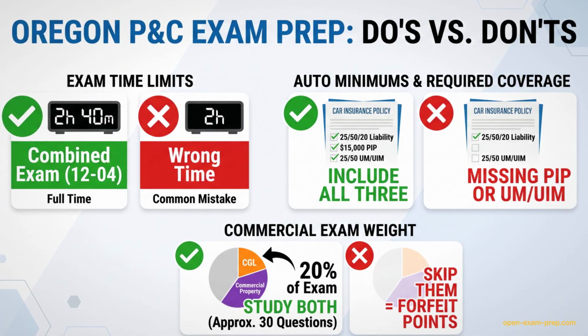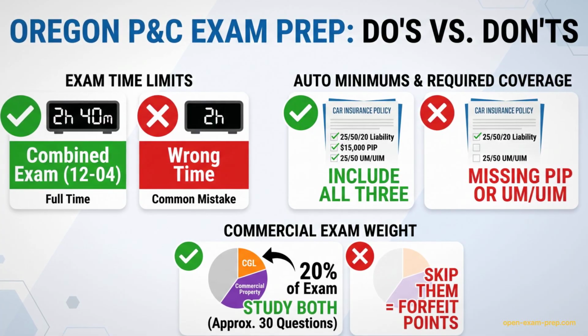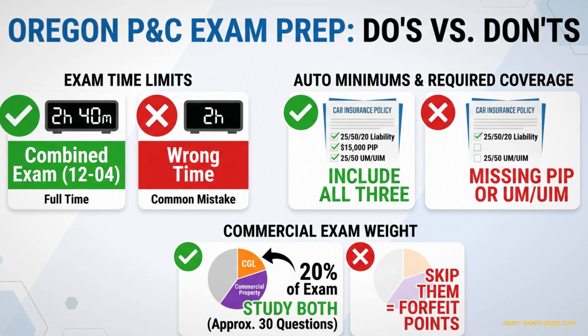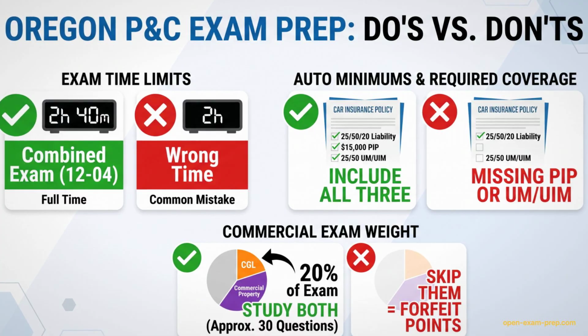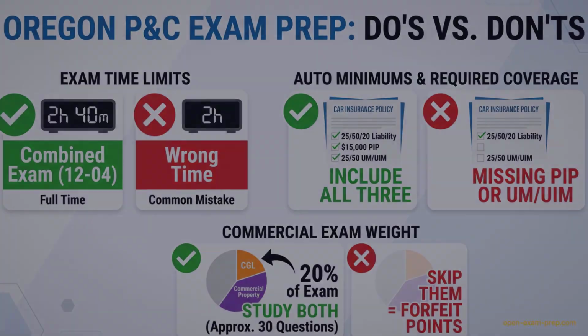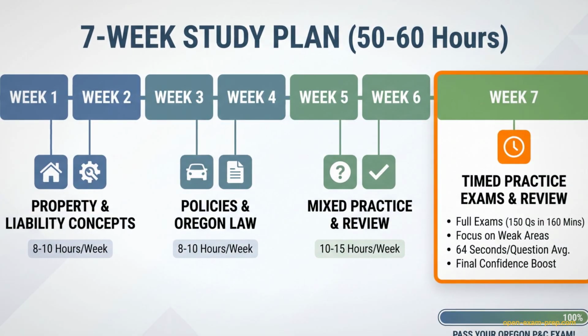Finally, don't underestimate the commercial line sections. CGL and commercial property together account for about 20% of the exam, so skipping them means forfeiting a large number of potential points. Adopt a strategic study plan for success.